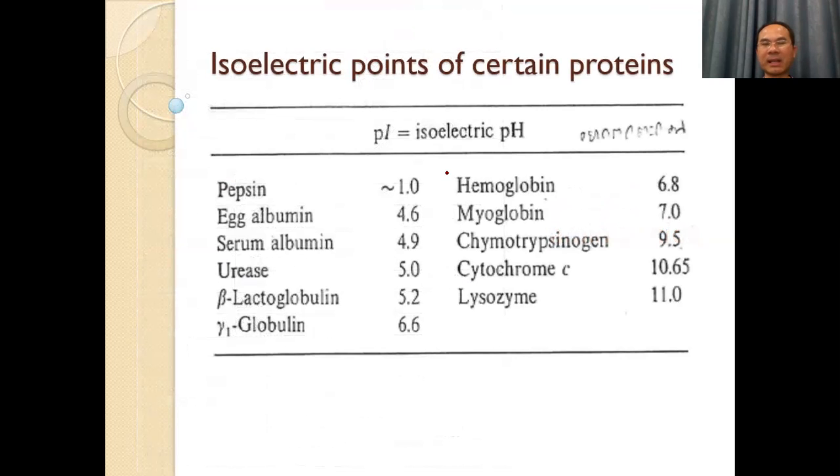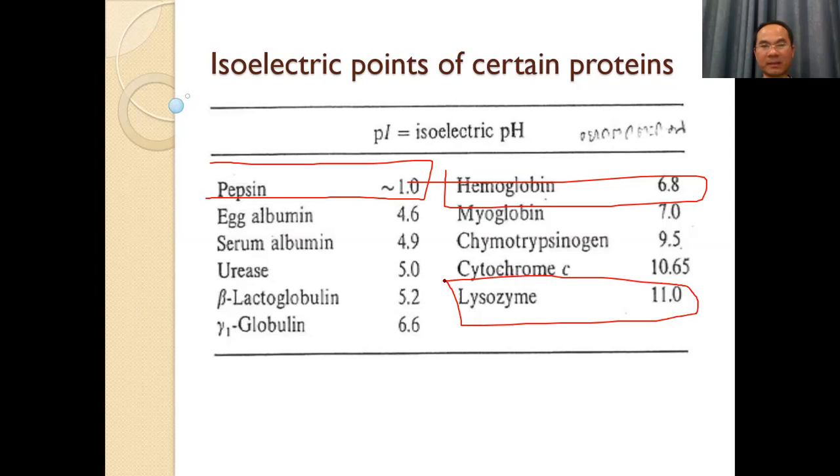This gives you examples of pI. The pI means the pH at which the protein has minimum solubility. For example, pepsin has a pI of about 1. Egg albumin is 4.6, serum albumin 4.9, hemoglobin about 6.8, and lysozyme about 11, something like this. These are pI values. Please remember that pI means the pH that makes the solubility of the protein minimum.